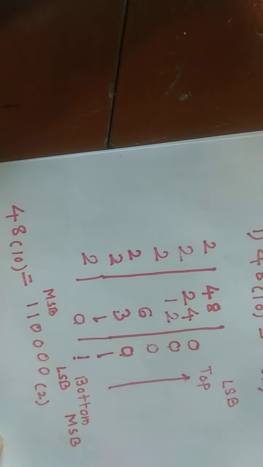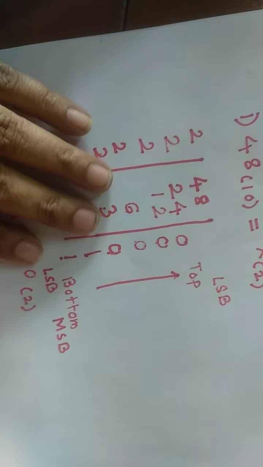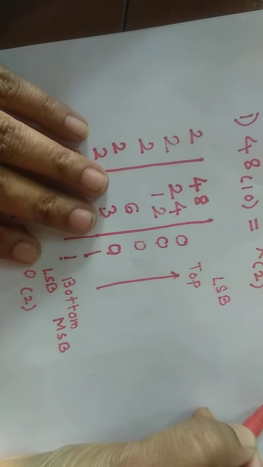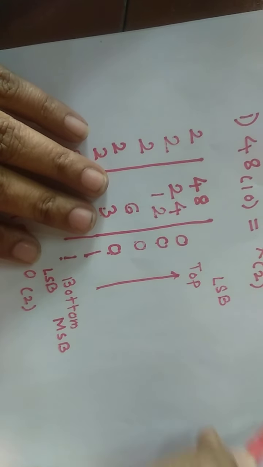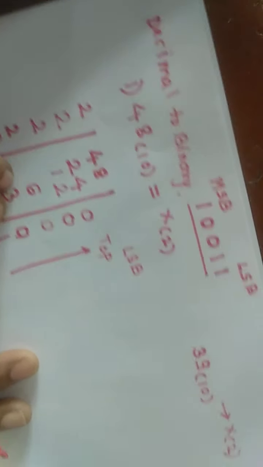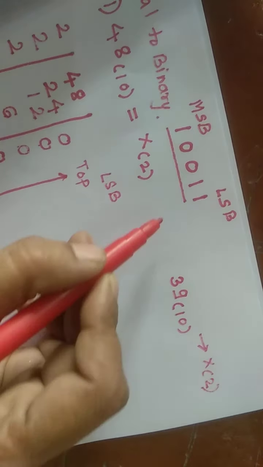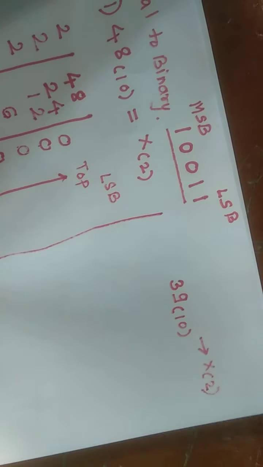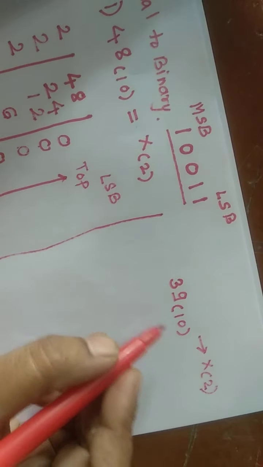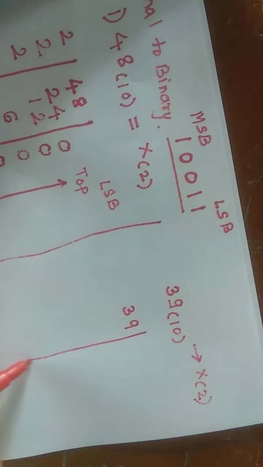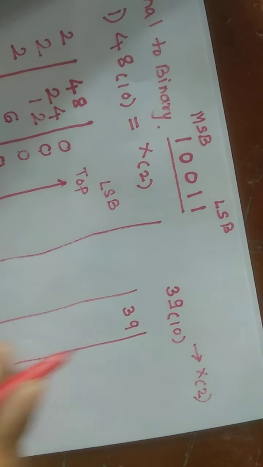Now let us see another example. Let us find the binary equivalent of 39. I'll write 39 base 10 equals what in base 2. Now I'll make a partition of the page and we'll try to solve the sum. Here I'll write 39 and I will successively divide this 39 by 2. So let us start now.